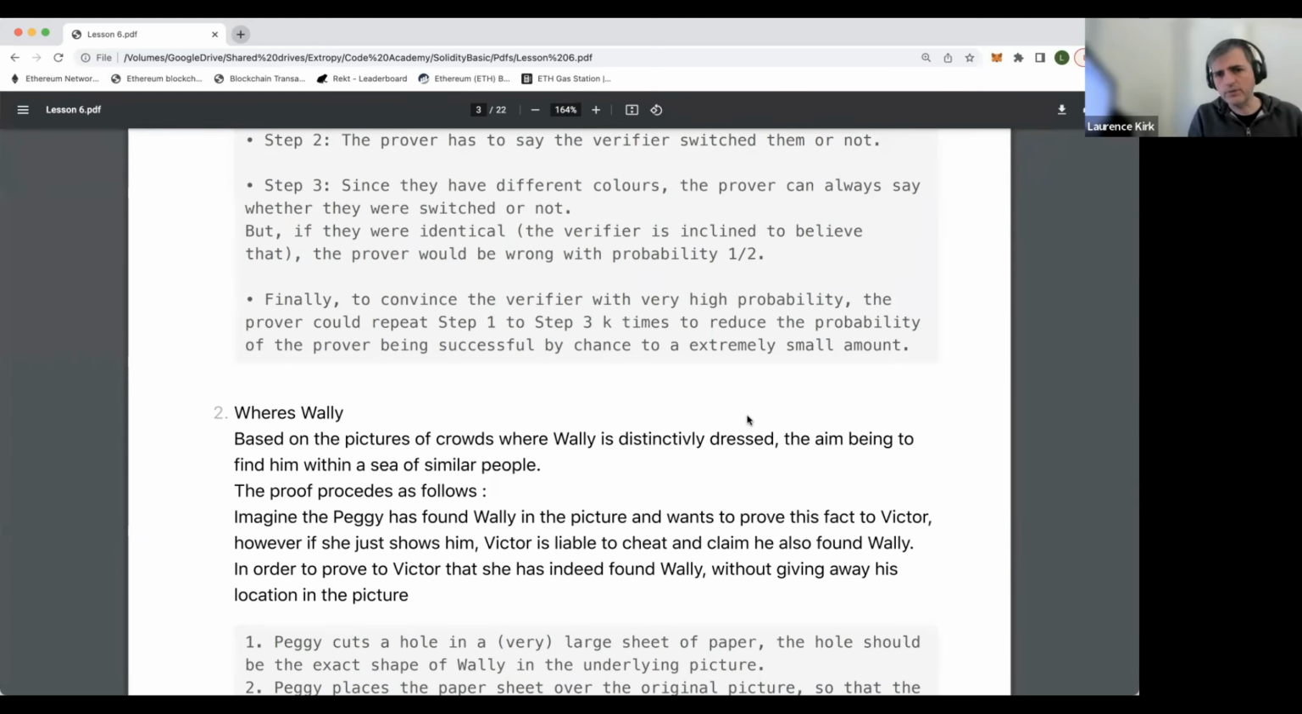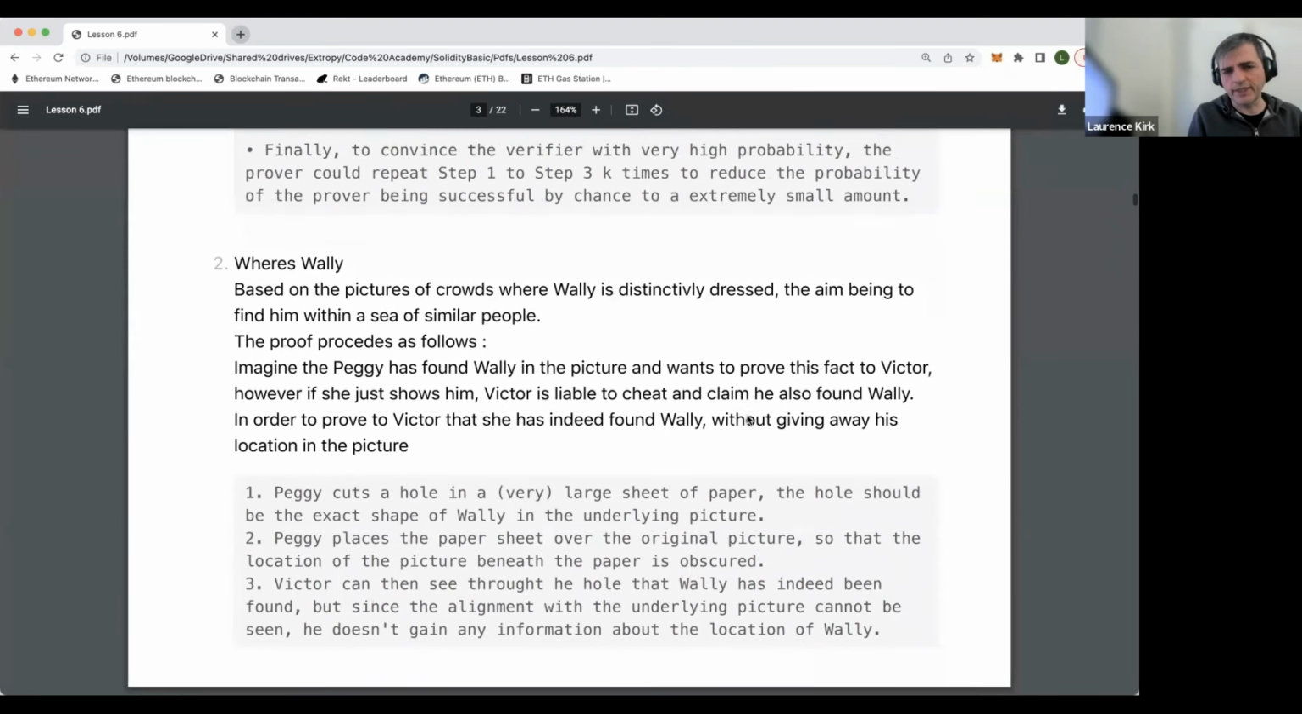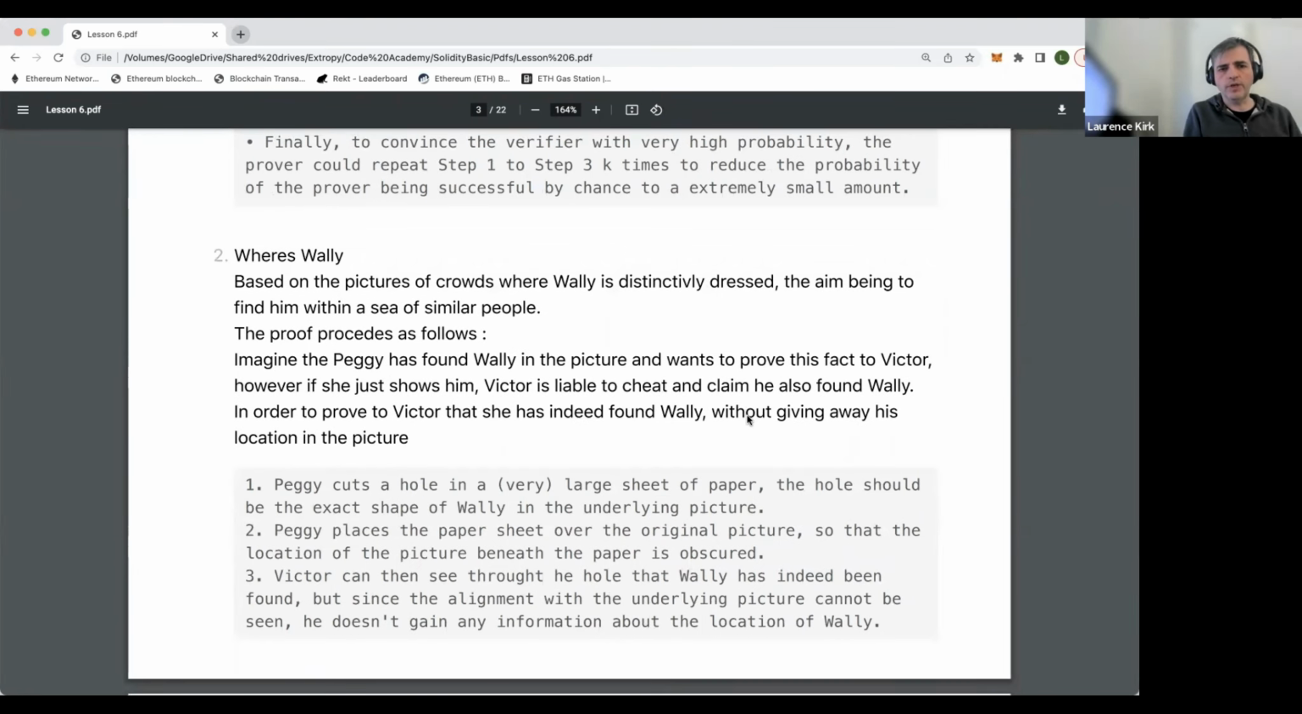So that's one example. Another one I particularly like is based on the Where's Wally books, or Where's Waldo, I think, in the US. This is where we have a picture of a great many people, and then there is one person within that picture who is dressed distinctively. And the point of it is to find that particularly distinctively dressed person, which is Wally. And you can imagine here, Peggy and Victor are looking at this picture, and Peggy finds Wally and wants to prove to Victor that she knows where Wally is in this picture.